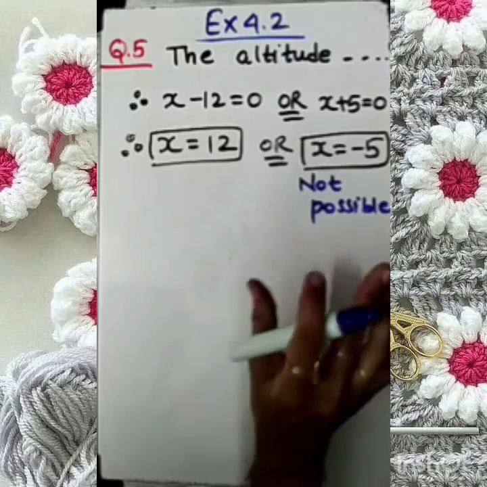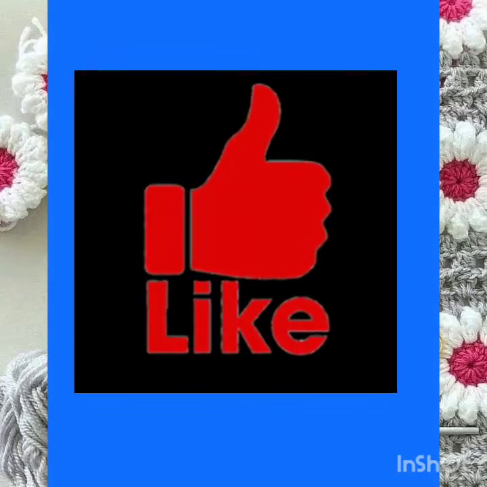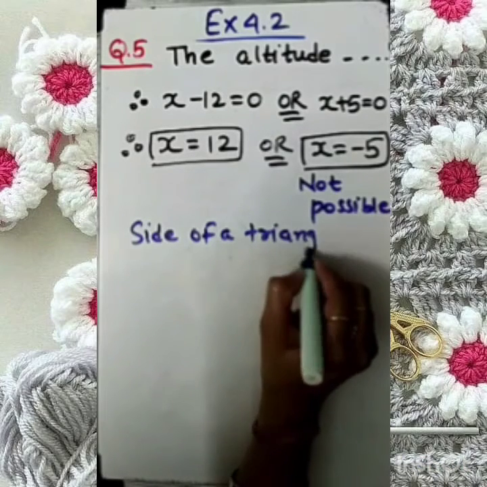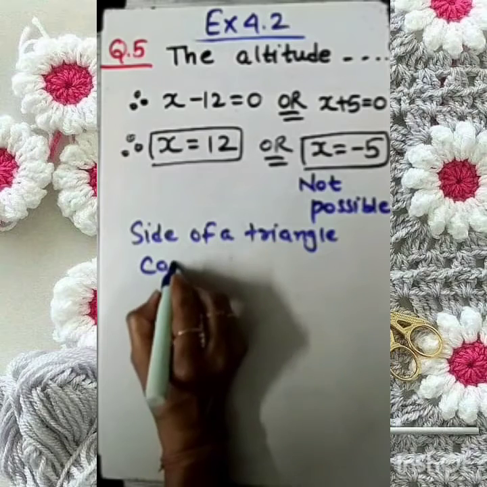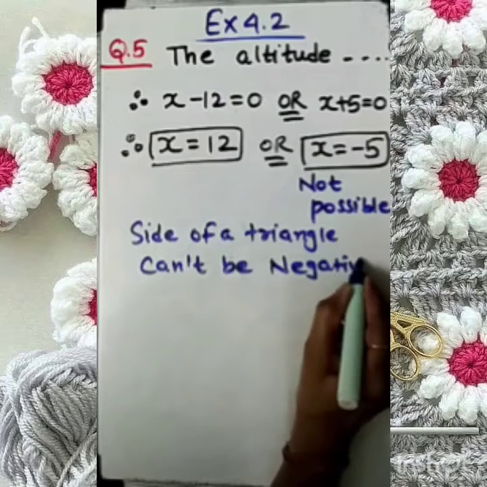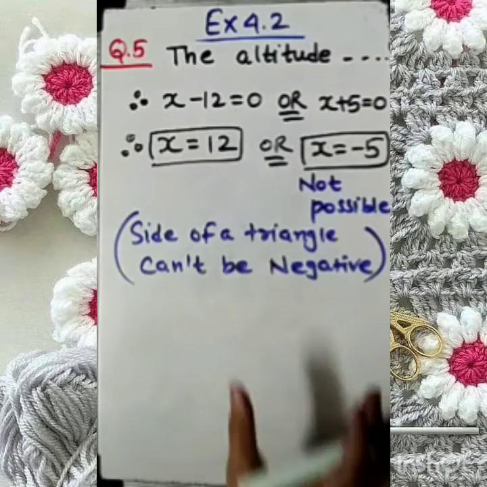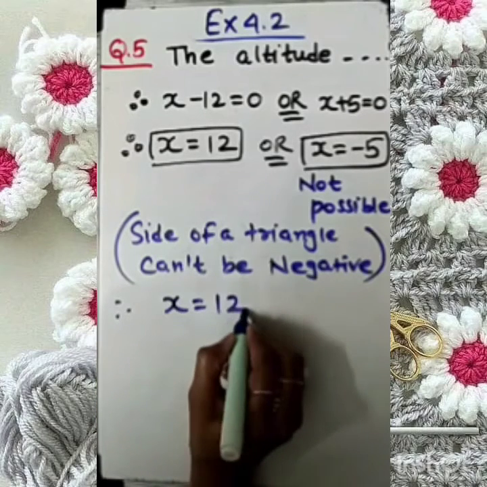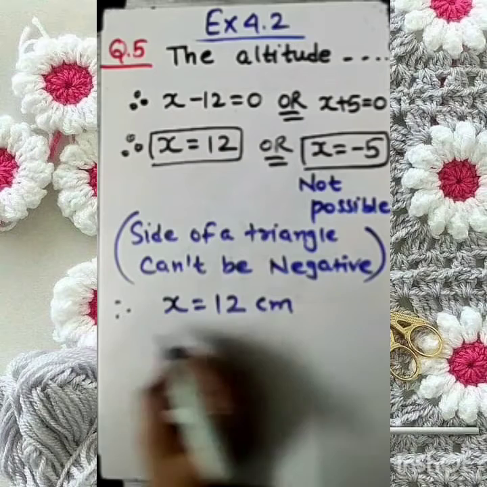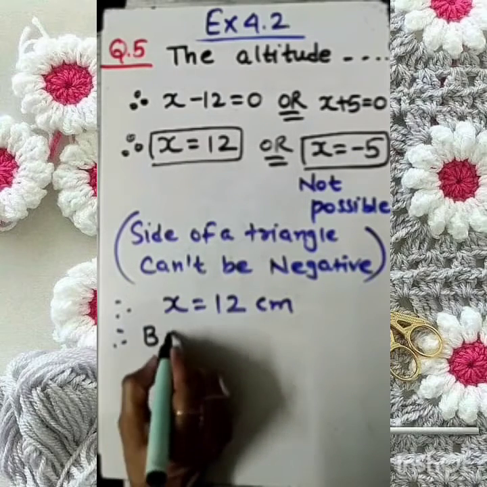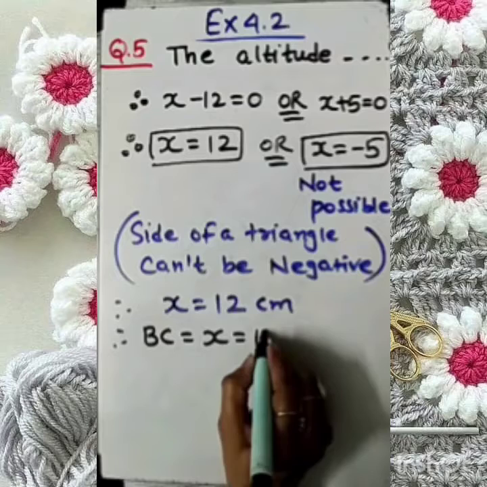Because the side of a triangle can't be negative, you can mention this reason. Right? Side of a triangle can't be negative. This is a reason I have mentioned here for your better understanding. So finally, x equal to 12. Okay, x equal to 12 means that is the length of a side, meaning the base. What we have considered as base BC. BC equal to x, that is 12 centimeter.